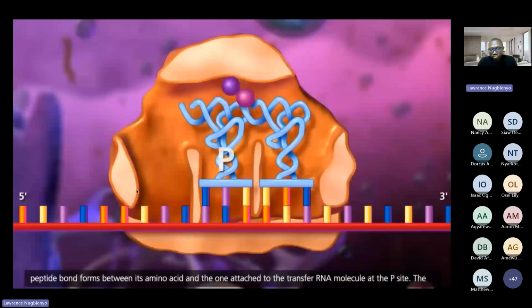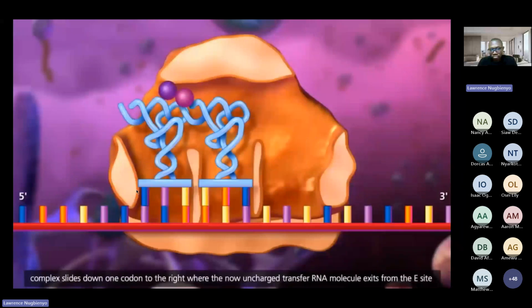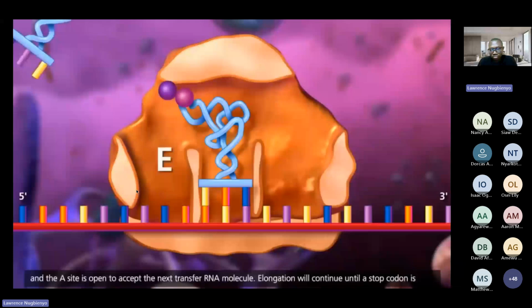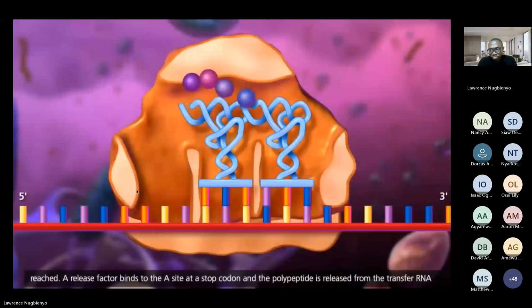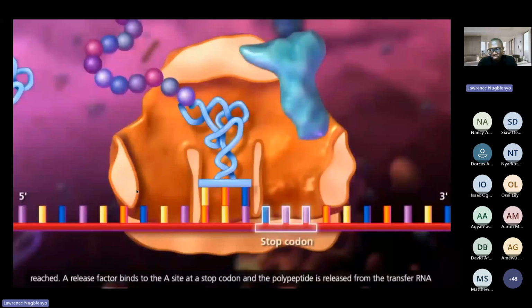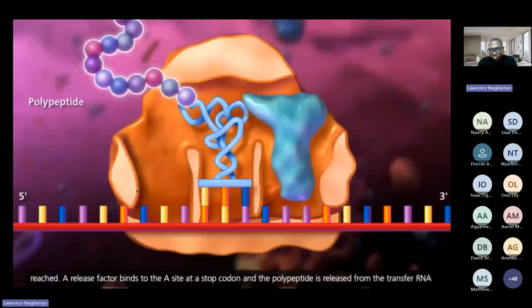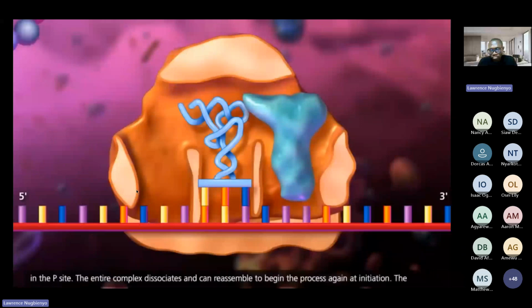The complex slides down 1 codon to the right, where the now uncharged transfer RNA molecule exits from the E site, and the A site is open to accept the next transfer RNA molecule. Elongation will continue until a stop codon is reached. A release factor binds to the A site at a stop codon, and the polypeptide is released from the transfer RNA in the P site. The entire complex dissociates and can reassemble to begin the process again at initiation.